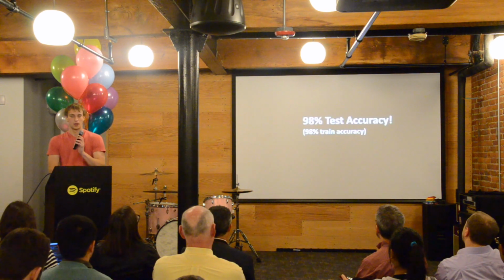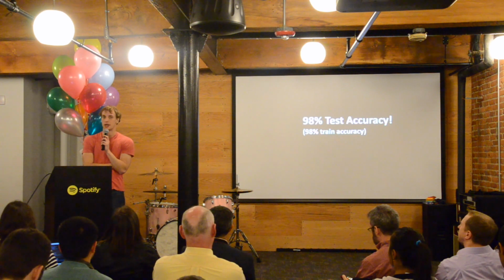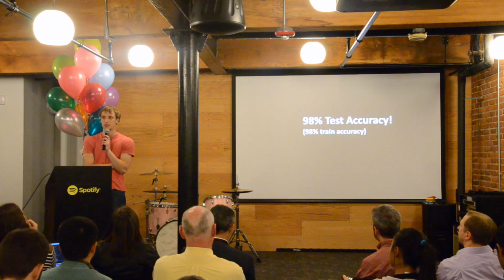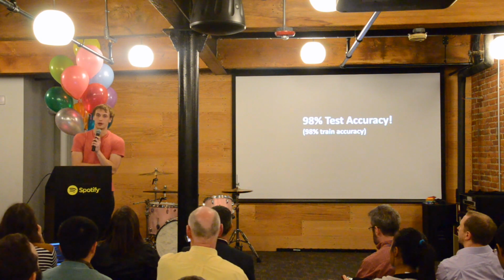Let's see. Okay, we're getting 98% test accuracy and 98% train accuracy. So 98% of the time, we're taking those squiggly handwritten digits with just like 20 lines of code, we're able to convert them into their actual digit.